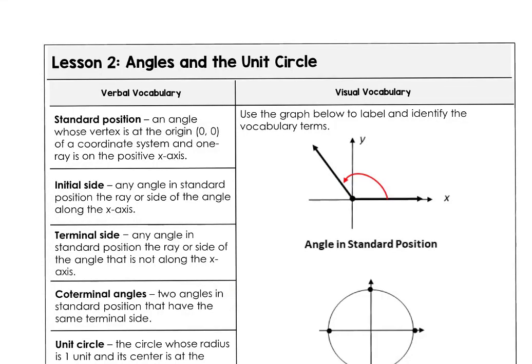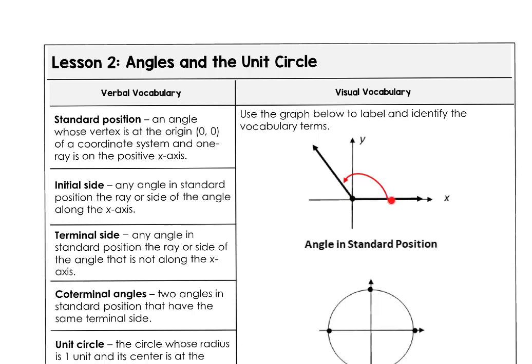In today's lesson, we're going to talk about angles on the unit circle. First, I want you to look at this angle that's drawn in standard position. Notice that the angle has the vertex at the origin, and one of the rays is situated on the positive x-axis. This is called our initial side.